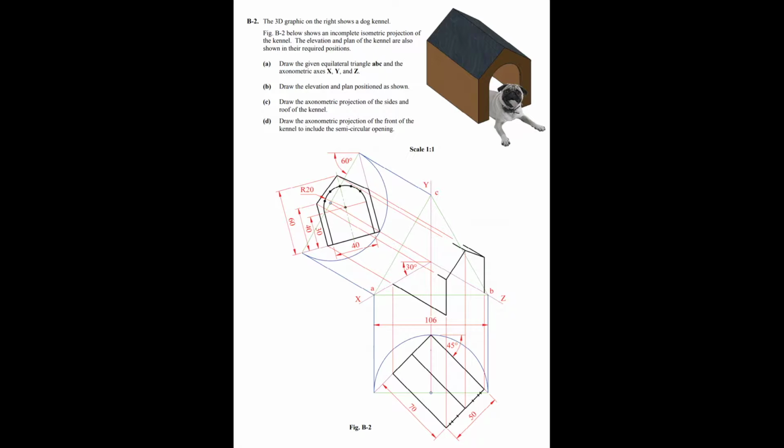Part B is to draw the elevation and plan positioned as shown. Again, this is a standard type of these questions. Part C, draw the axonometric projection of the sides and the roof of the kennel. Finally, part D, draw the axonometric projection of the front of the kennel to include the semicircular opening.